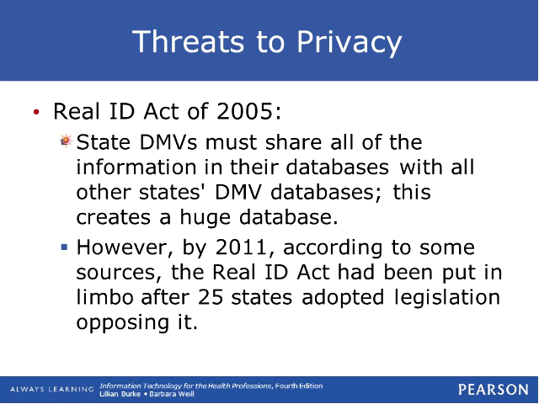It required state DMVs to share all the information in their databases with all of the other states' DMV databases, which creates a huge database. So if a person had a criminal driving record in one state, before this was enacted, they could go to another state, get another driver's license, and start over again. In this case, it didn't allow that. But in 2011, according to some sources, the Real ID Act had been put in limbo after 25 states adopted legislation opposing it. They did that because they felt it was an invasion of privacy. I'm not so sure that's true.